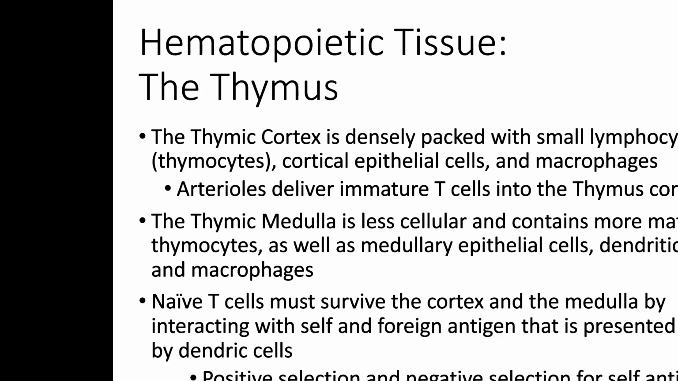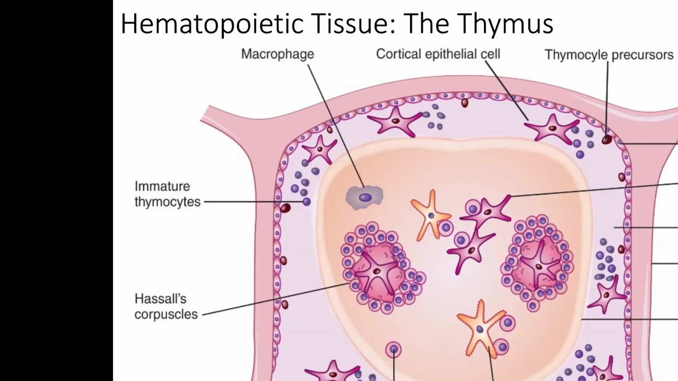Naive T cells must survive the cortex and the medulla by interacting with self and foreign antigen properly, which is presented to them by dendritic cells. And this is where the positive and negative selection for self antigen will occur. The majority of your T cells will die in this process because it's very rigorous, very strict, and they are eaten up by the thymic macrophages. And this is again what the architecture generally looks like.